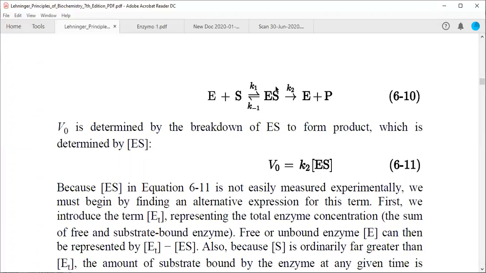Therefore this is called K2. In some cases this K2 defines the K cat value, when the enzyme finally converts the substrate into the product. How many substrate molecules can be converted into the product is defined as the turnover number, or K-cat value. Okay, so hope this is clear.